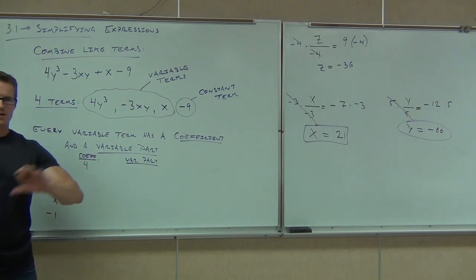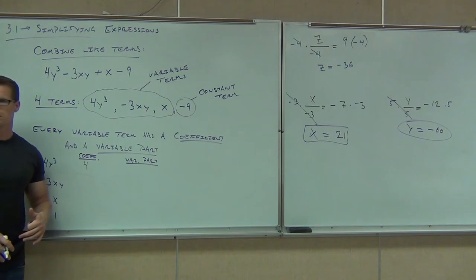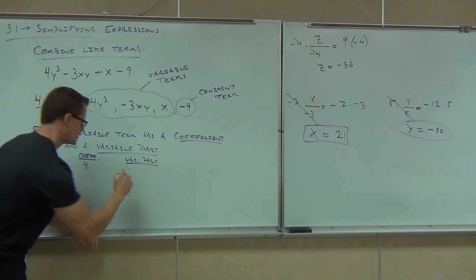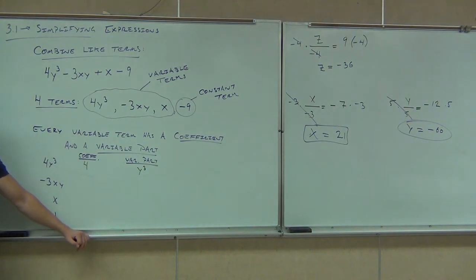The variable part is all the variable stuff. So what's our variable part in 4y cubed? Y cubed, that's right. It goes with the cube. The number is the coefficient. Everything else, all the variable stuff, that's the variable part.